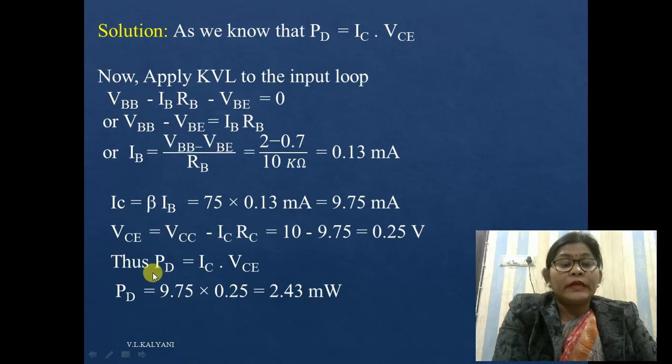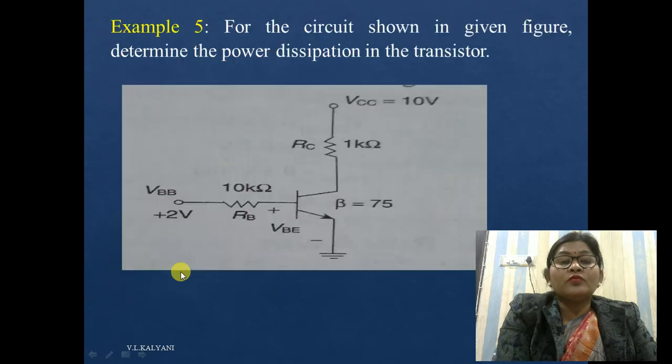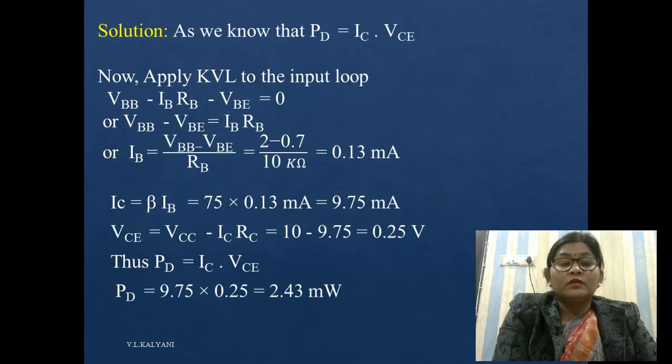So now calculate the power dissipation. The formula is IC into VCE. So now put these values. The IC is equal to 9.75 milliampere, and VCE is equal to 0.25 volt. So the power dissipation is equal to 2.43 milliwatt.